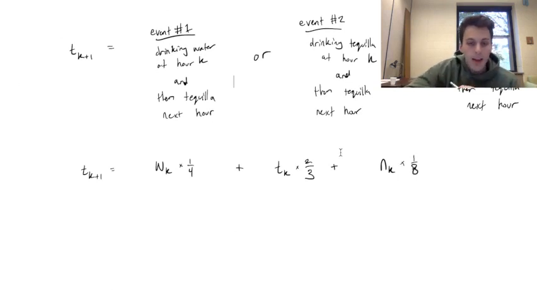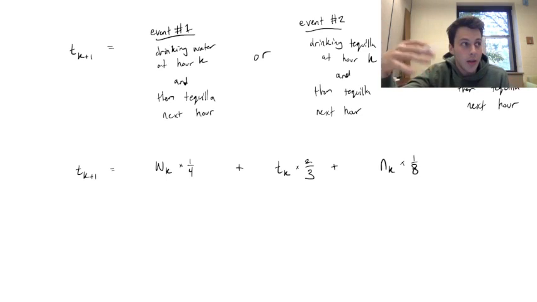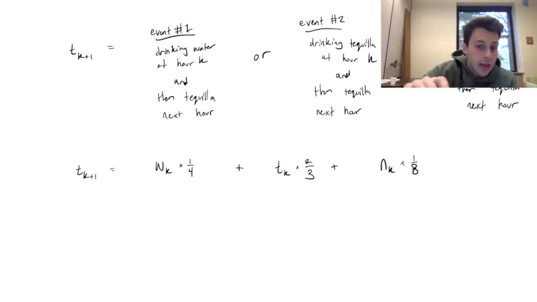Okay? And what was the point in all of this? Remember, this probability, the sum of those 3 terms, is equal to the probability that you are drinking tequila at hour K plus 1. So in other words, the probability that you're drinking tequila the following hour. It's the addition of all of these 3 separate probability events. Okay? So we also need to do this now for WK plus 1. We need to also do this for NK plus 1.